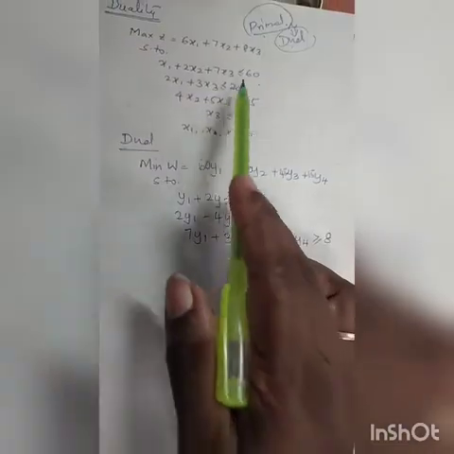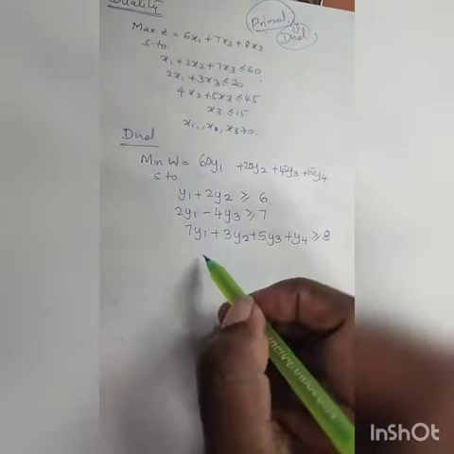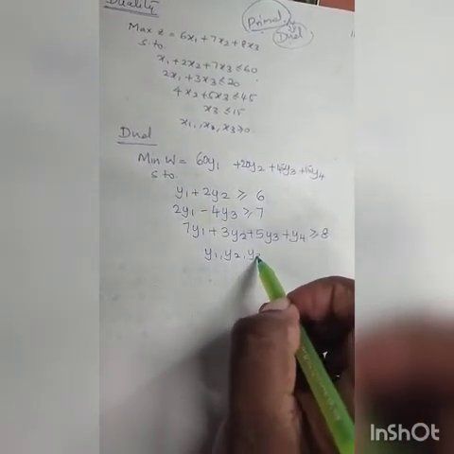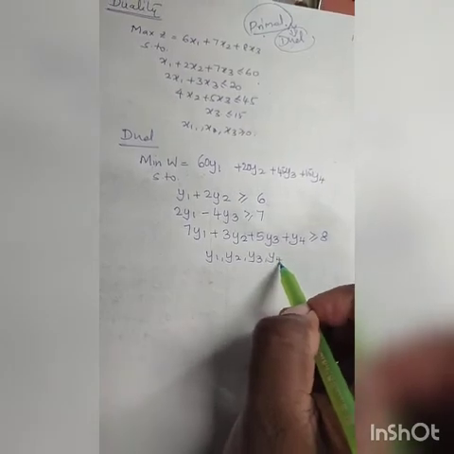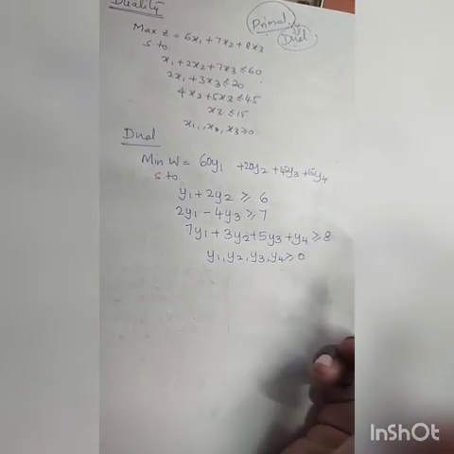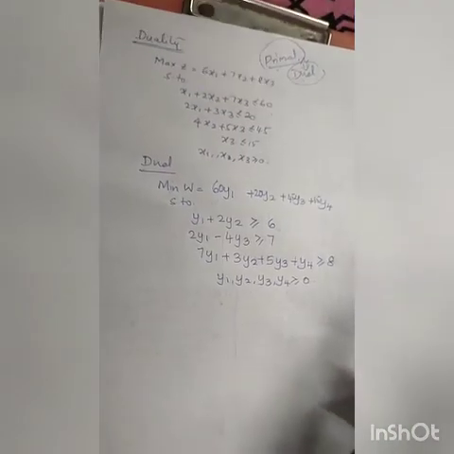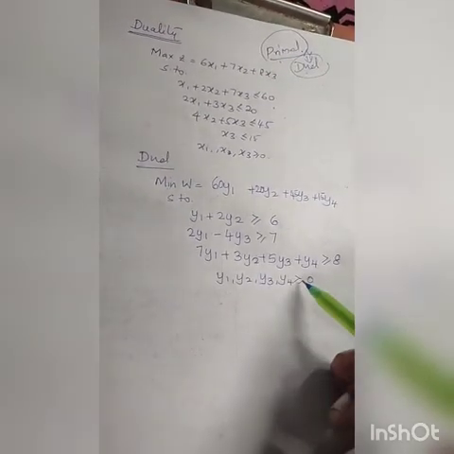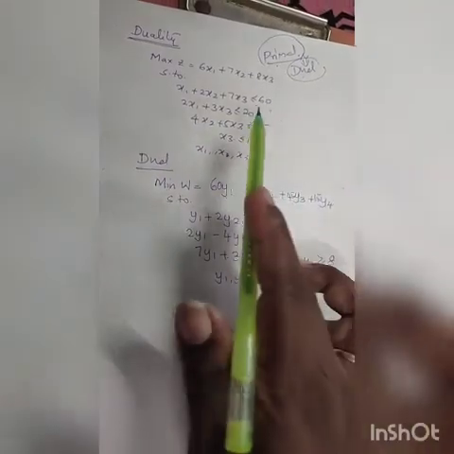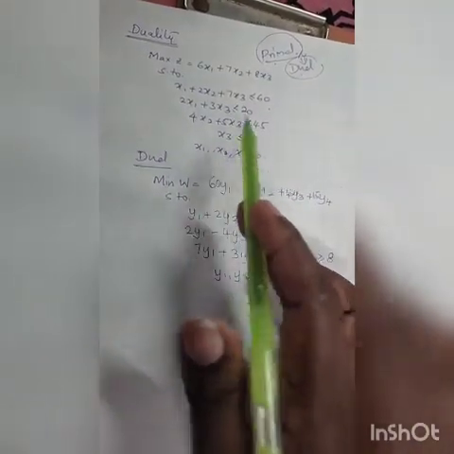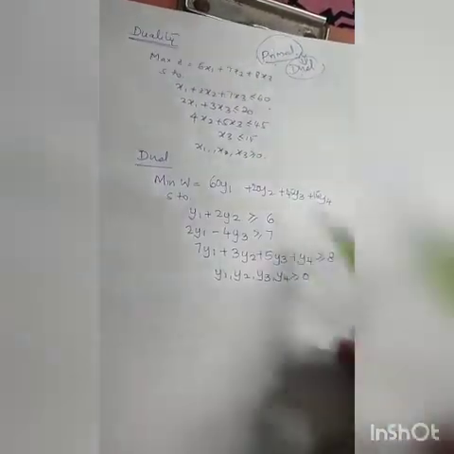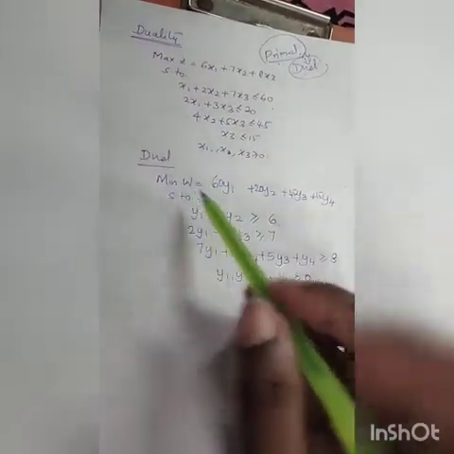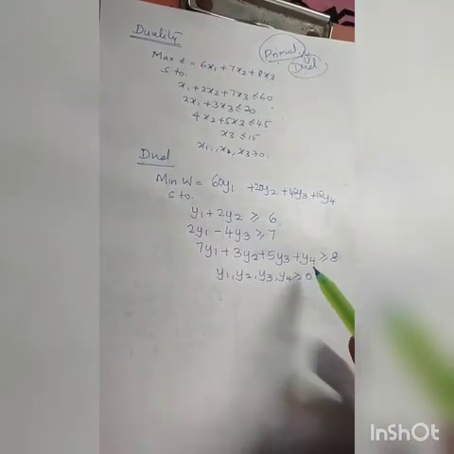And since this is all less than or equal to, here y1, y2, y3, y4 are greater than or equal to 0. Simple. The non-negativity constraint is maintained. Now you may ask me why we are going to consider this as less than or equal to only. If this is less than or equal to, it doesn't matter, this will always be greater than or equal to only if it is a minimum problem. If the dual is minimum, it's going to be greater than or equal to.